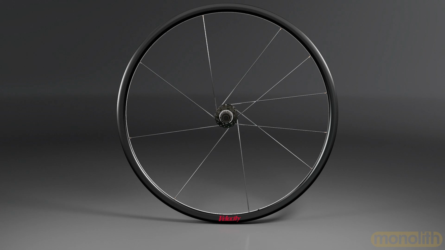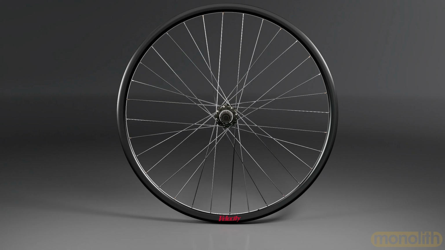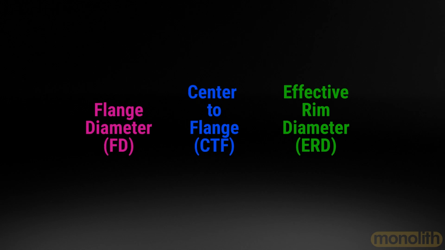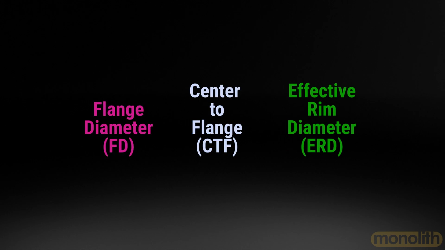When building a wheel, it's important to use the right spoke length. Here's how to do that. Calculating spoke length can be boiled down to this formula. We need 3 key measurements: flange diameter, center-to-flange, effective rim diameter. Most wheels will need values for both right and left sides of the hub. For simplicity, we will focus on the drive side.